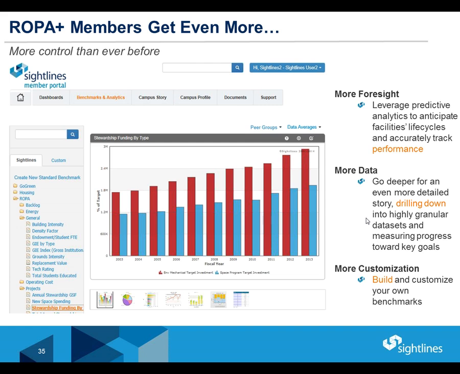And then the final feature, which I think most people will get the most amount of excitement from, is building and customizing your own benchmarks. So that's where if you had an idea for a past benchmark, this is where you can build that and customize it to your particular institution. So that's one of the key features I think a lot of people are looking forward to.